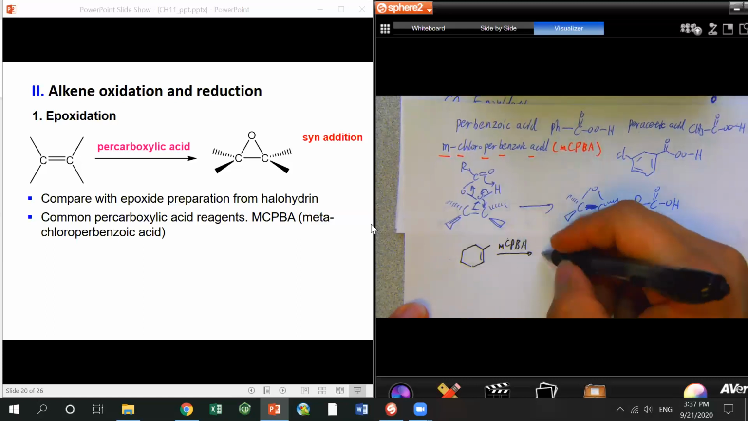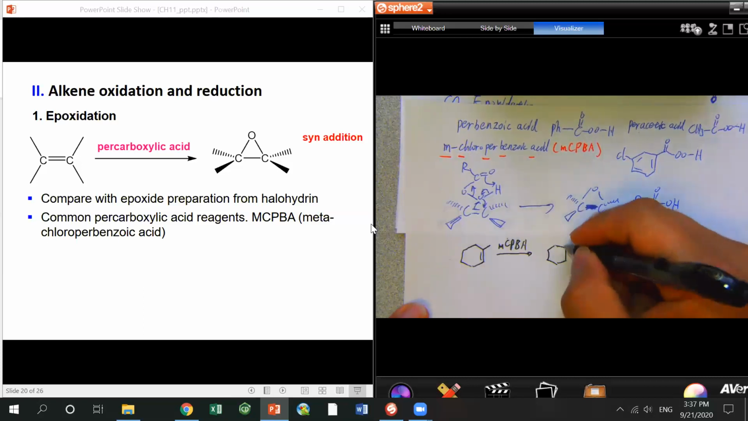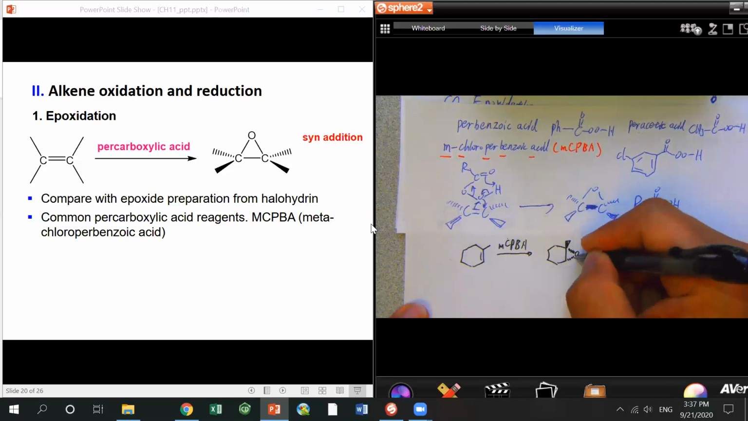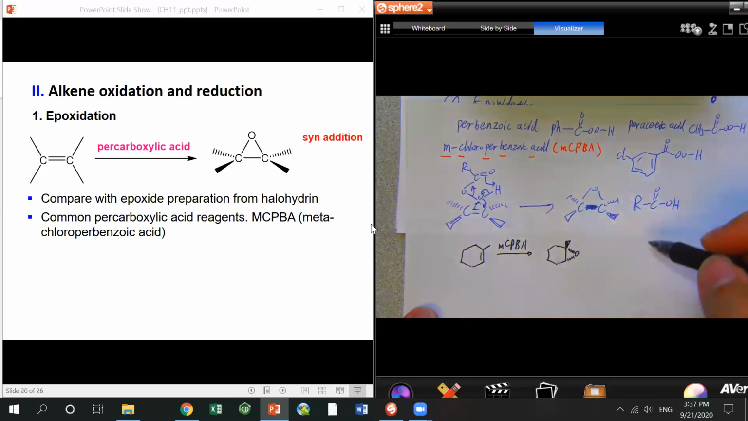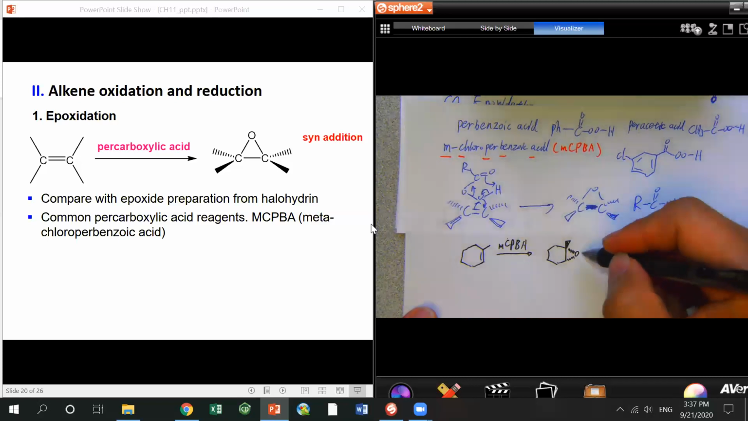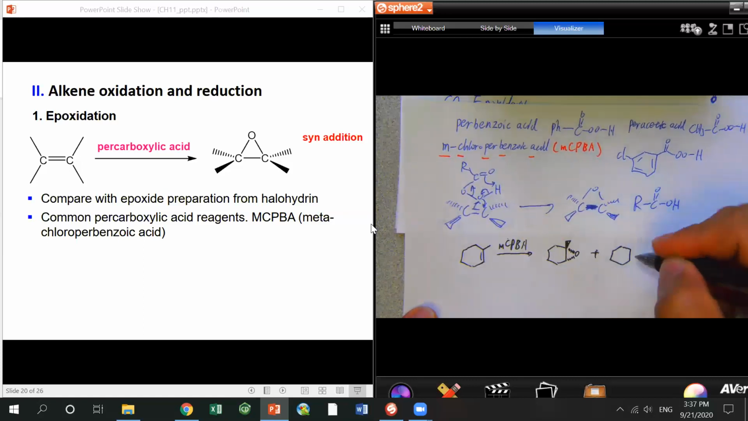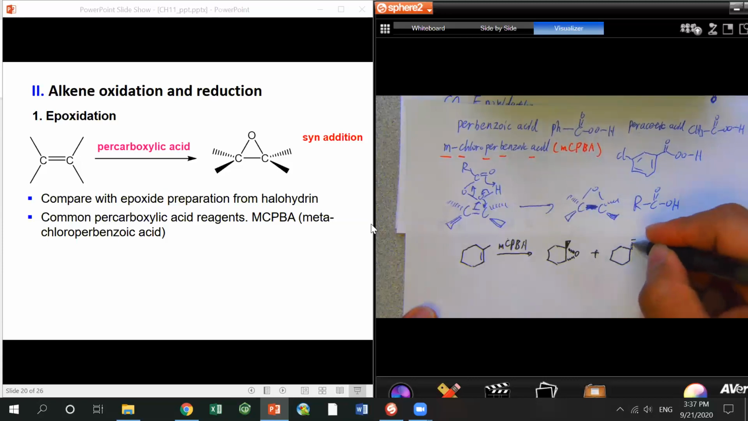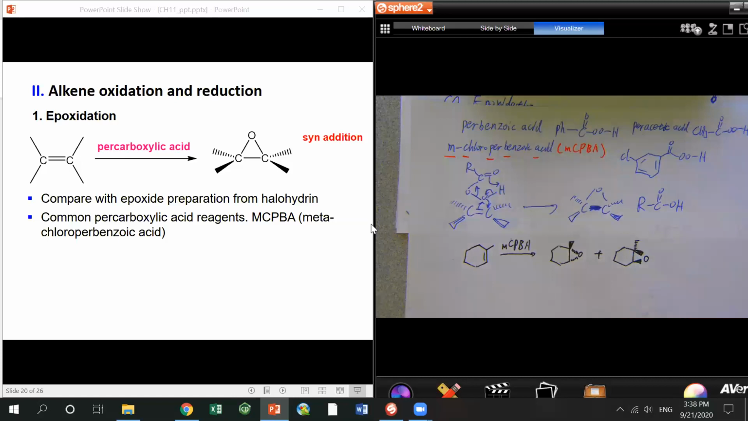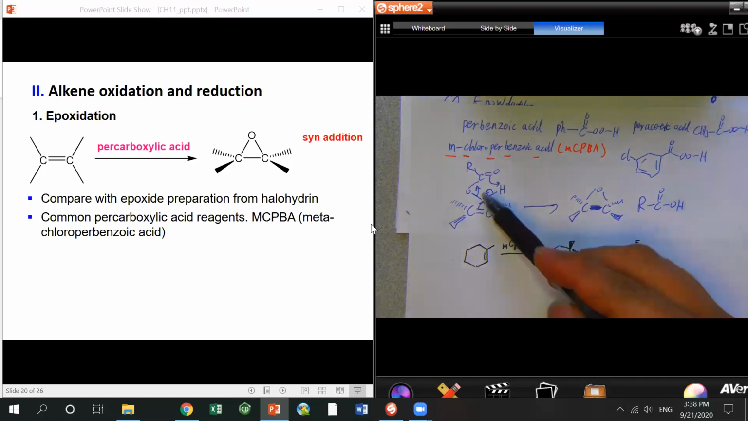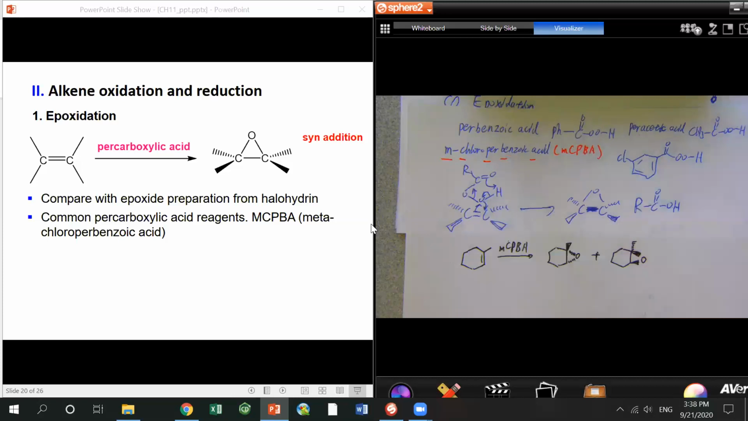So MCPBA reacts with this alkene. After the reaction, we generate a pair of enantiomers. One has the epoxide oxygen connected by a dash bond, so that's a dash line, and that's also a dash line. The other enantiomer has the oxygen connected by a wedge bond. So you can add the oxygen from the top of the bond or from the bottom. That's why we generate a pair of enantiomers.